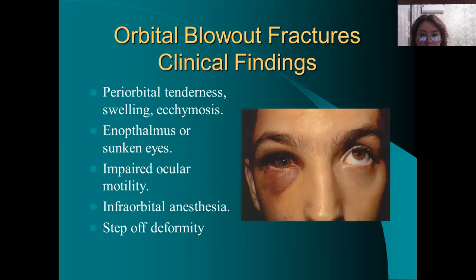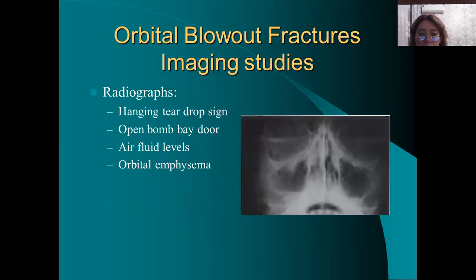Periorbital edema, ecchymosis, enophthalmos or sunken eyes, impaired ocular motility, infraorbital anesthesia, step-off deformity. Orbital blowout fractures imaging studies: radiographs, Hanging drop sign, open bomb bay door sign, air-fluid levels, orbital emphysema.